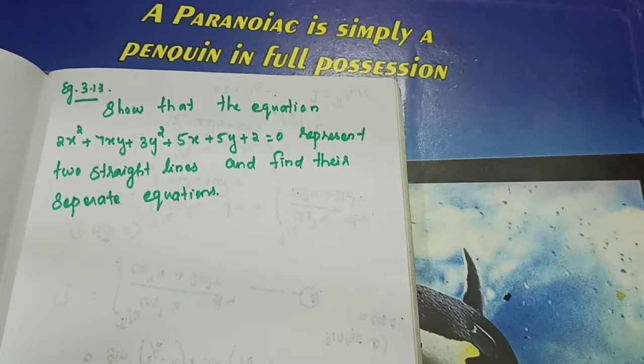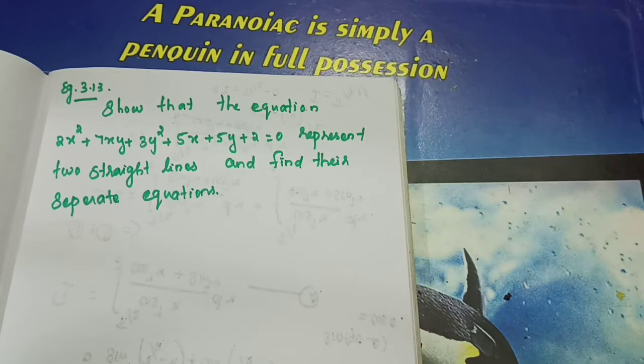So to show that it represents straight lines, what will you do? We will find out by using the last formula, otherwise the determinant value equal to 0, so both are correct. If you do it by both methods, you will get the correct answer. If you get the answer as 0, what will you say? It represents a pair of straight lines. Afterwards, find the separate equations.